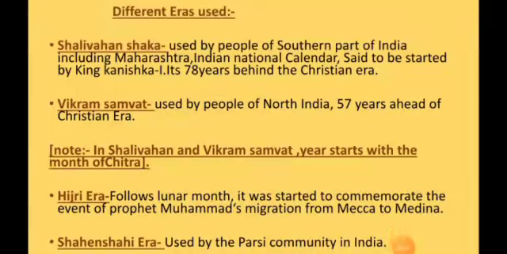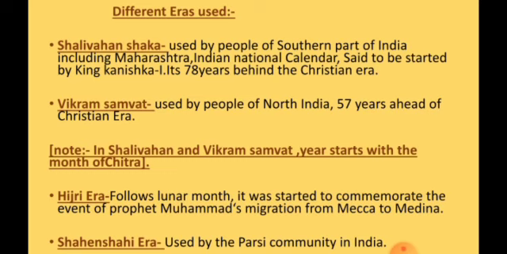Let's see the different eras mentioned in this book. Shalivan Shaka, used by the people of the southern part of India including Maharashtra. It is the Indian National Calendar, Shalivan Shaka. It is said to have been started by King Kanishka I. It's 78 years behind the Christian era. That means it was started 78 years after the birth of Jesus Christ, that means after the common calendar or Christian calendar started.